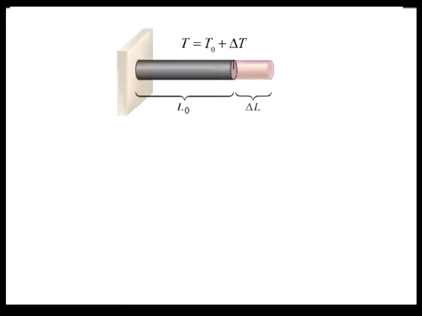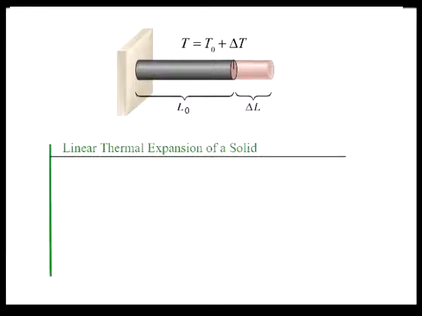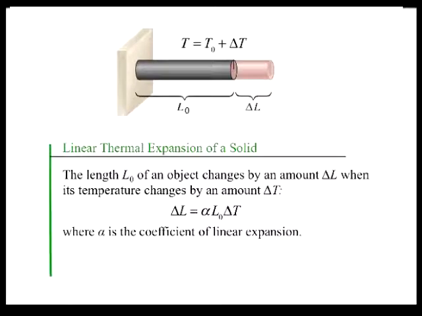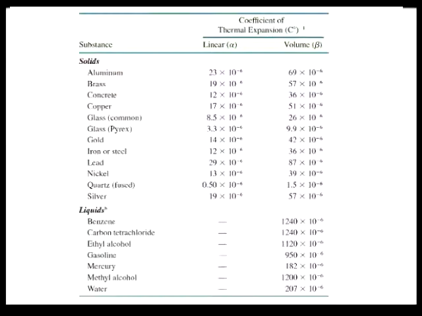We can express the fact that delta L is proportional to both L0 and delta T by using a proportionality constant, alpha, which is called the coefficient of linear expansion. The length L0 of an object changes by an amount delta L when its temperature changes by an amount delta T, as delta L equals alpha times L0 times delta T, where alpha is the coefficient of linear expansion and has the units of inverse Celsius degrees. The coefficients of linear expansion of some common materials are shown in the table. Typical values of alpha are in the range of 10 to the minus 6 inverse Celsius degrees.